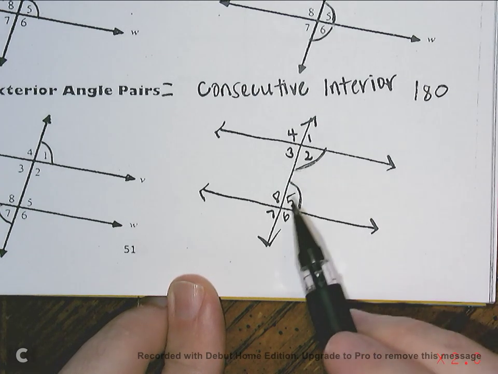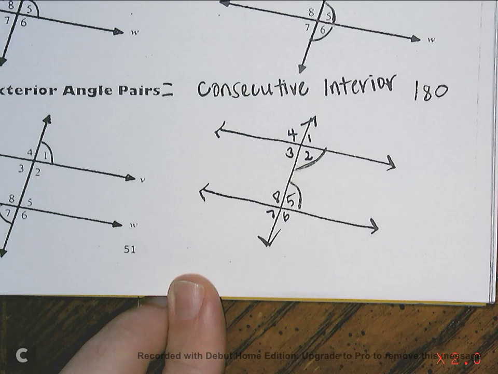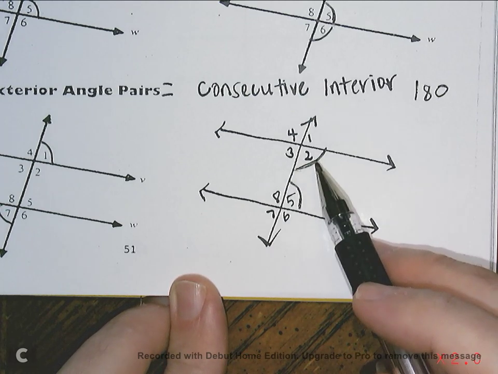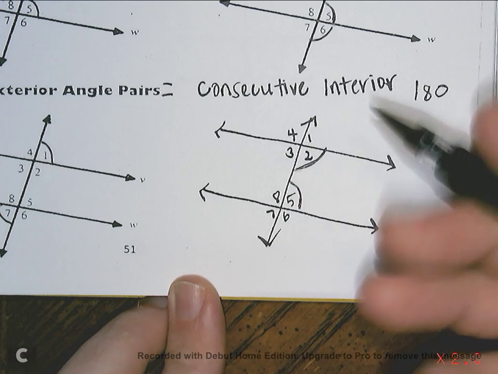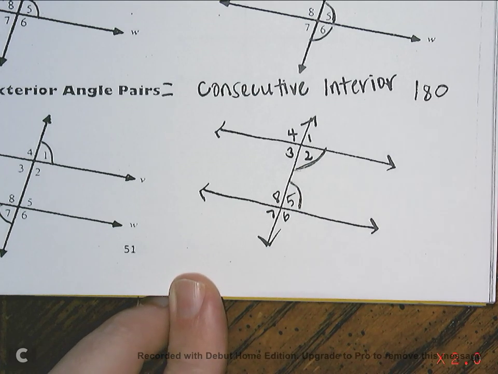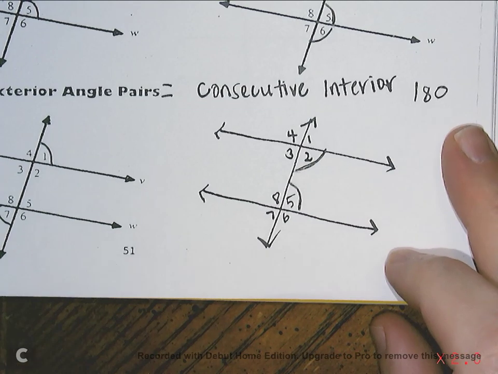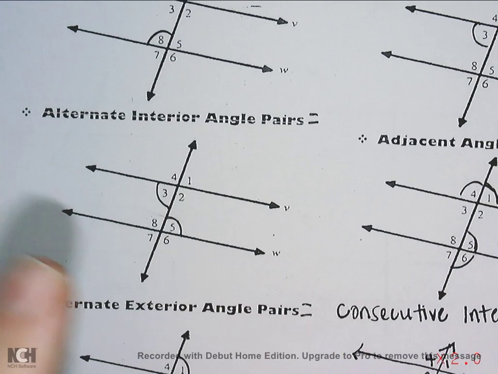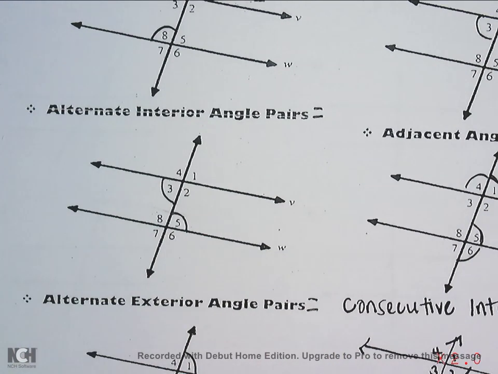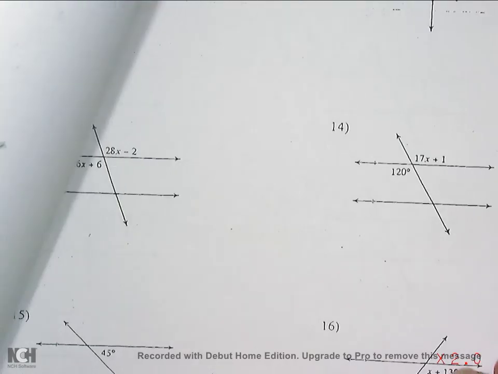So angle 2 plus angle 5 would be 180 degrees. So if angle 2 was 110 and angle 5 was 70 degrees, add them together, hey, it's 180 degrees, right? That's what you're doing with those. Now let's use these properties or these relations in practice, and let's do a couple problems.